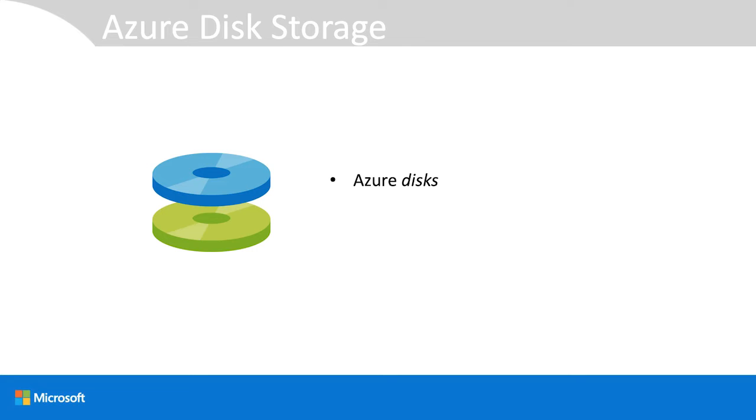Azure disks can be either standard hard drives or solid-state drives. Now, HDD drives are cheaper, and they're designed for data that's not critical. The SSD disks are more reliable, and they come in 2 different tiers. They come in standard tier for light use and premium disks for heavier use.